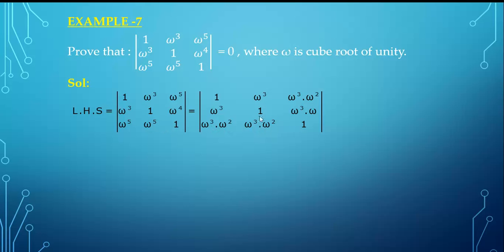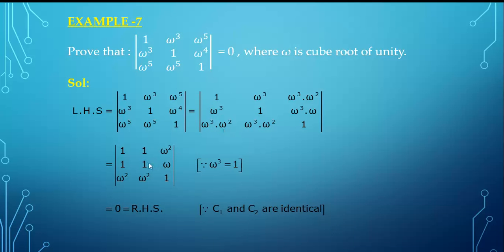Now what do we do here? Because this is a cube root of unity, and cube root of unity means ω³ equals 1, we put ω³ equal to 1. So we have 1 1 ω², 1 1 ω, ω² ω 1. Now we can see that columns C1 and C2 are identical, the same. So it means that the value of this determinant is equal to 0, right? So we have proved that this determinant is equal to 0. Clear how to prove this?